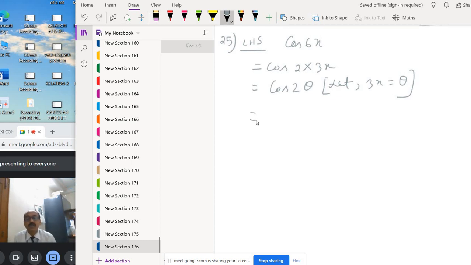It is equal to cos square theta minus sin square theta. Yes, this is correct. But see the question, the right hand side has minus 1. Now we know cos 2 theta has many forms. So which form has minus 1? 2 cos square theta minus 1. So use this form, 2 cos square theta minus 1.